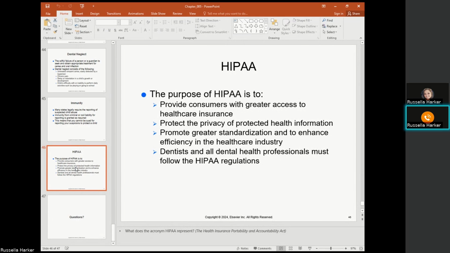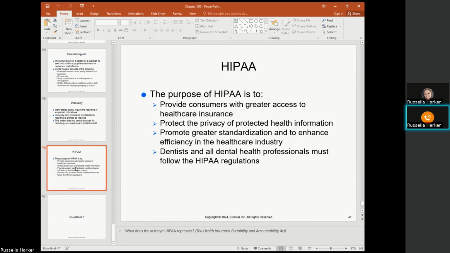But that's not the only thing that HIPAA is for. So like I said, the first thing is that it provides consumers with greater access to healthcare insurance. It also promotes greater standardization and enhances efficiency of the healthcare industry. Another thing that HIPAA does is that dentists and all healthcare professionals must follow HIPAA regulations.